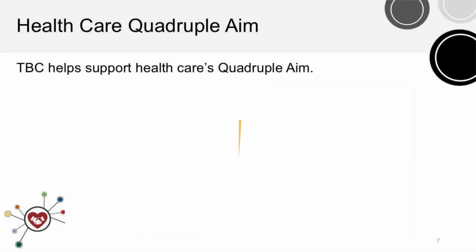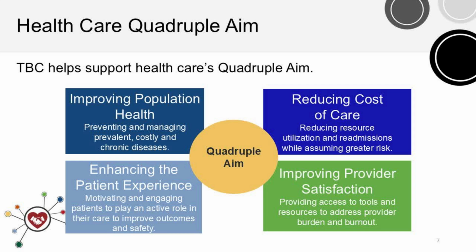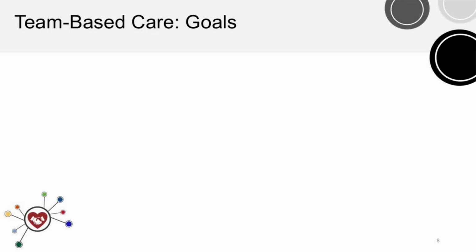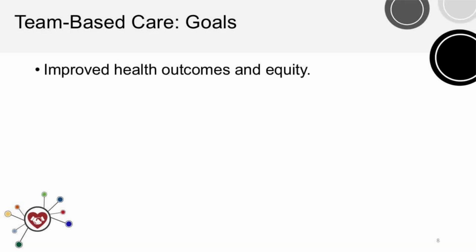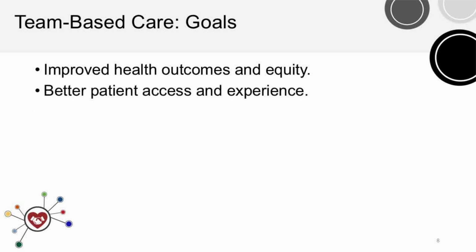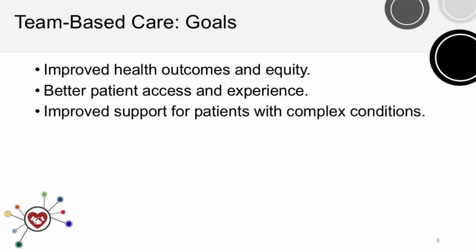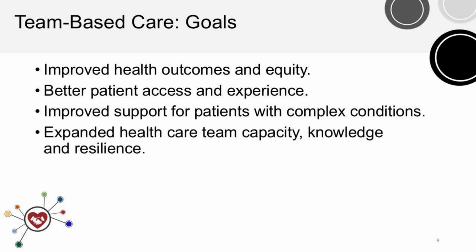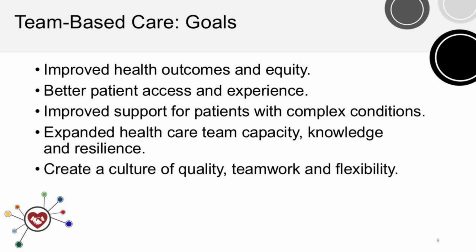A team-based care model for delivering services can help support the quadruple aim: improving population health, enhancing the patient experience, reducing cost of care, and improving provider satisfaction. The goals for team-based care can include improved health outcomes and health equity, better access to care for our patients, improved patient experience, improved support for patients with complex conditions, and improving overall population health. It can help expand healthcare team capacity, knowledge, and resilience, and help to create a culture of quality, teamwork, and flexibility within our practice.